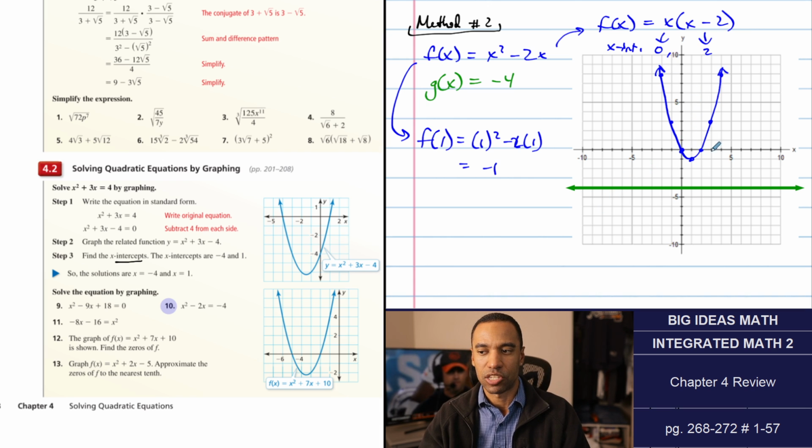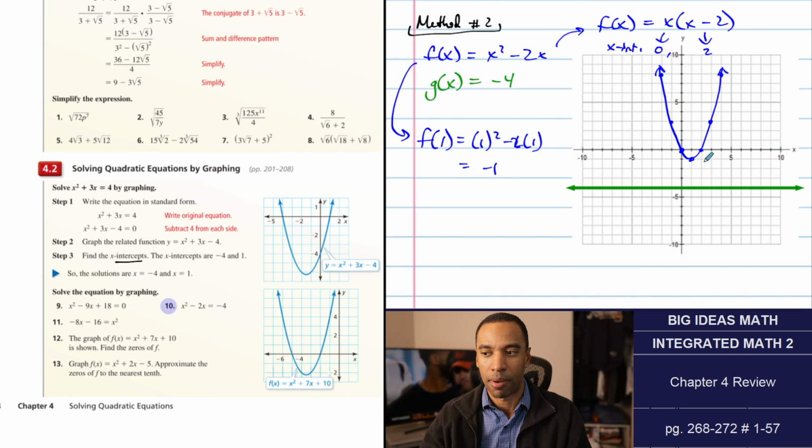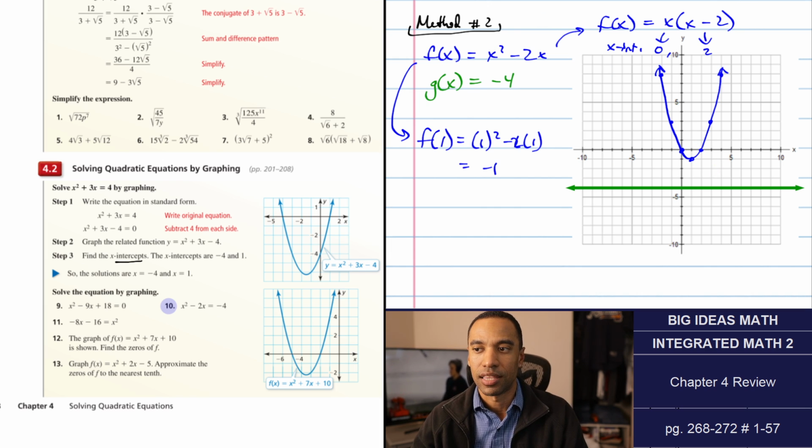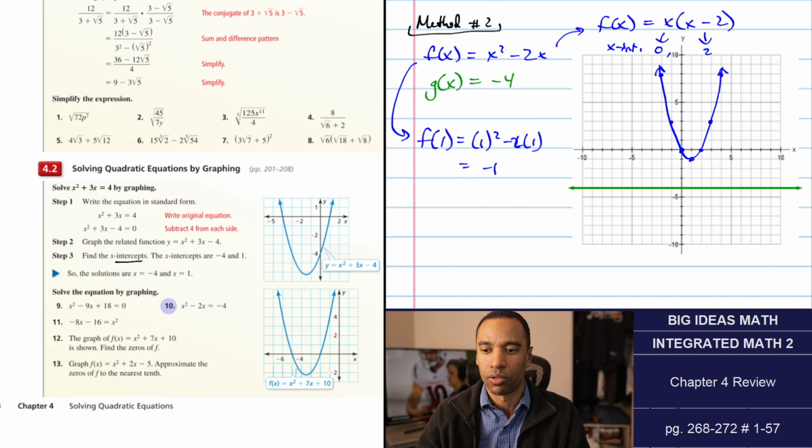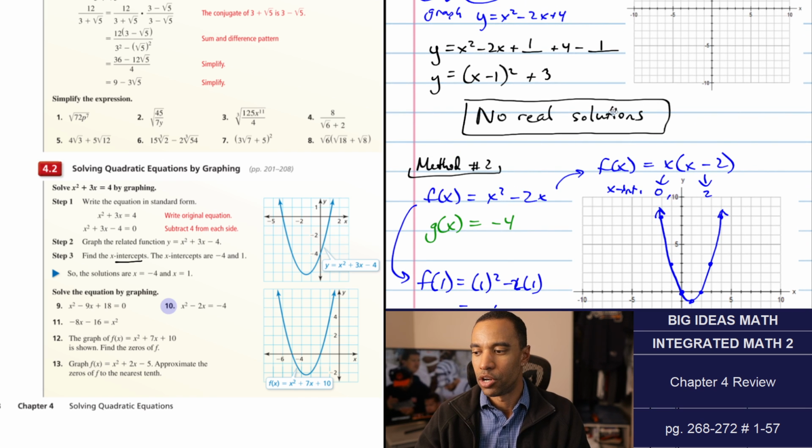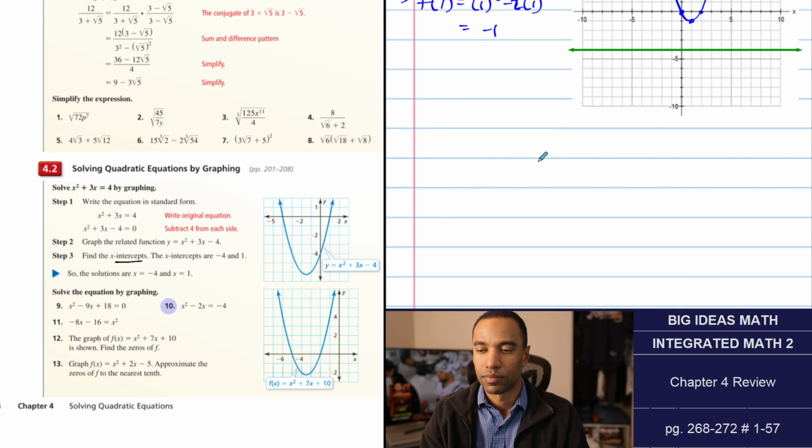Despite the fact that these have x-intercepts, that's not what I care about. What I care about is where do these two graphs intersect? The answer is they don't. They do not intersect. So once again, going back to the whole what's your solution set, there are no real solutions. No real solutions. And that is number 10, one way or the other.